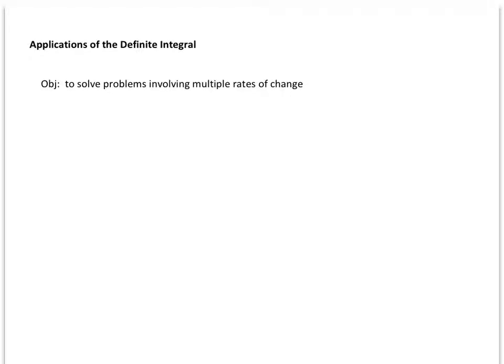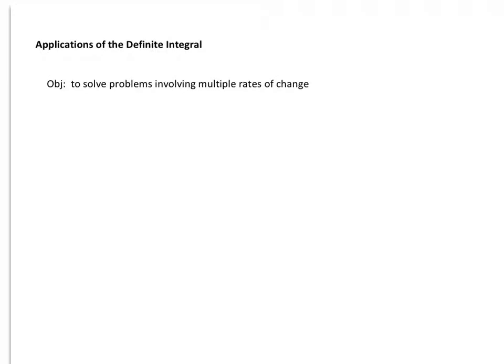Today's lesson involves using multiple rates of change to solve application problems. Unlike yesterday's lesson, where we were looking at a single rate of change and integrating a rate of change to get an amount of change, today we are considering situations where there are multiple things going on, things going in and out, or increasing and decreasing, or perhaps two things increasing in a situation.